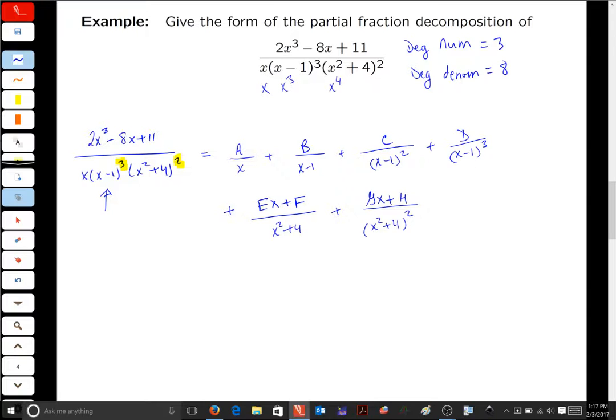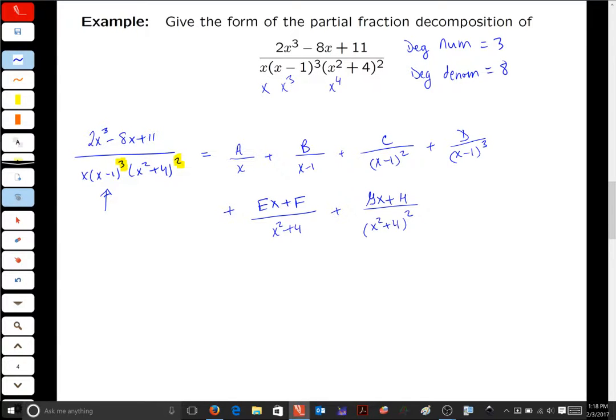Does that make sense? You're not worried about the numbers. You're only worried about the degree of the polynomial there. And so then you have to represent the entire polynomial. And you never put any numbers in your numerators when you're writing them. You just use letters. Question?